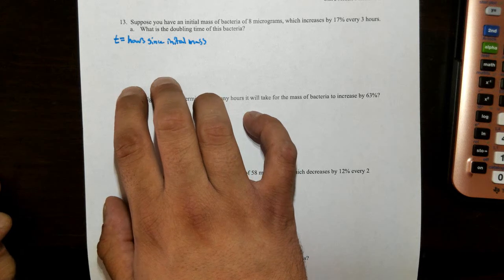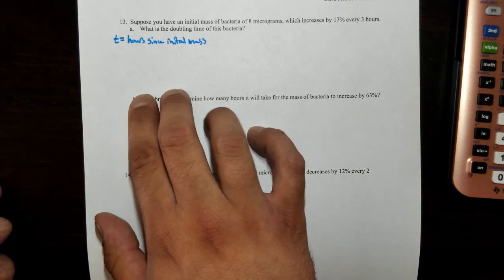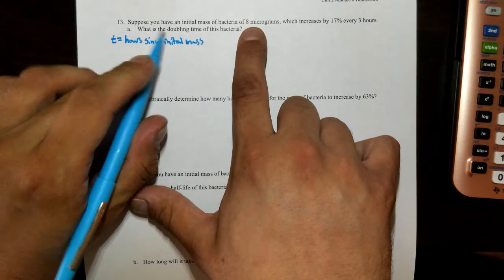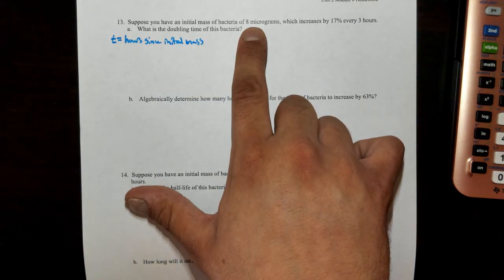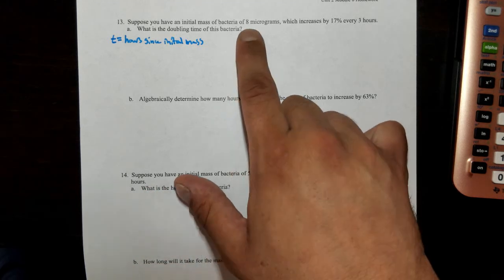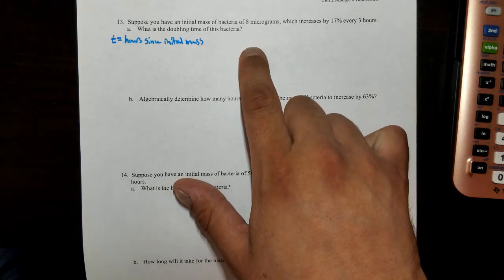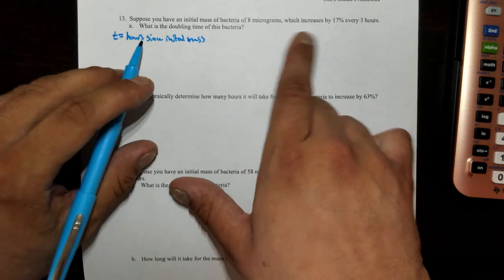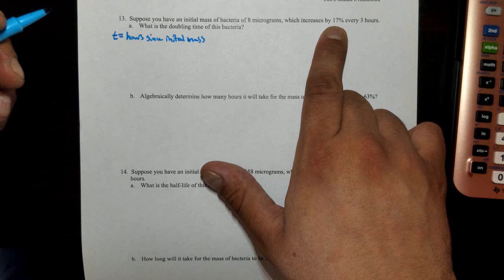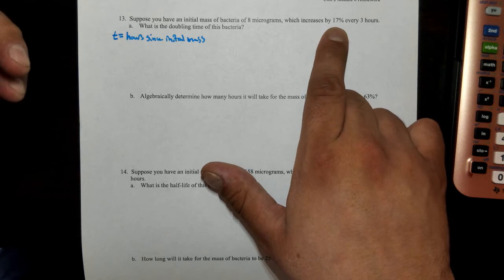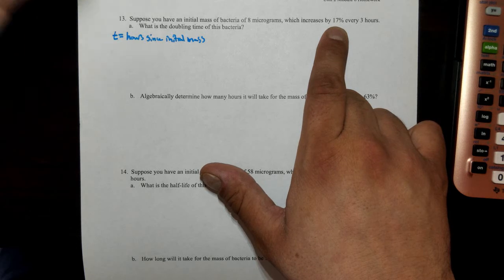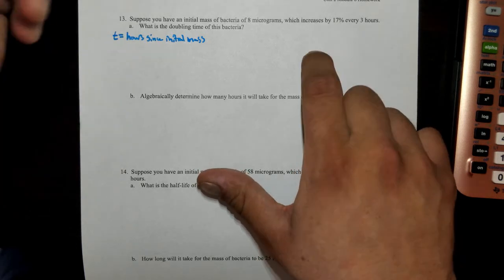Okay. So our function here, well, again, we're just looking for the doubling time. So I don't need to worry about this 8 micrograms. I could set it up as my function and set it equal to 16, but I could just do what we did on the last example and think, okay, well, what is my change factor? My change factor is going to be 1.17 if it's increasing by 17% every 3 hours. Well, 1.17 to the 1/3 power, technically, because every 3 hours.